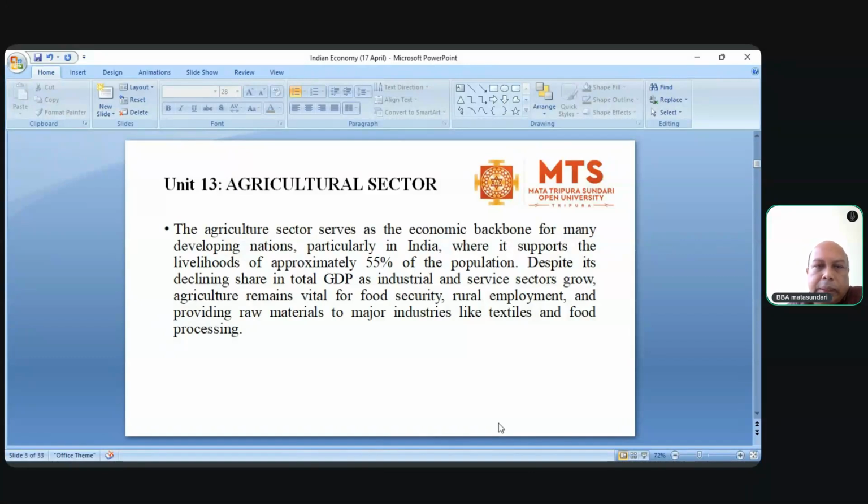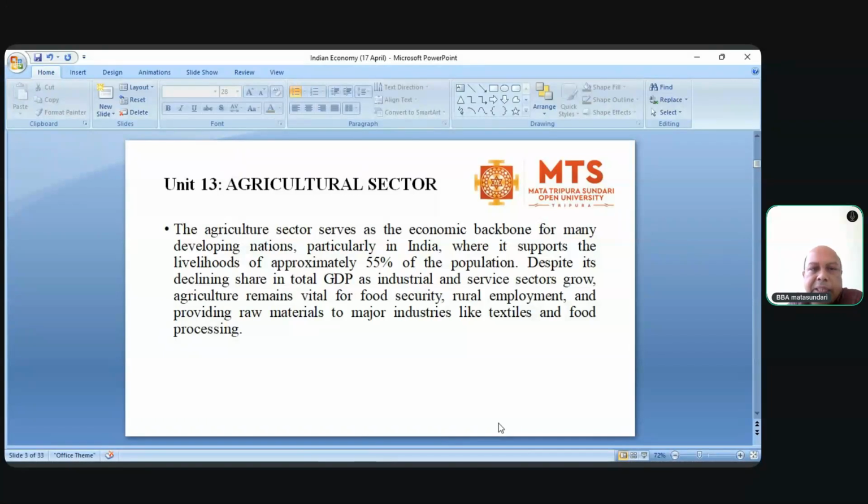So in this unit I will discuss what is meant by agriculture sector in India, its importance, and the changing scenario of this sector in India after independence, and also what are the various challenges faced by the agricultural sector in India, and what are the various policies the government introduced for development of this sector. So all those things I discuss in this unit. So unit 30, agricultural sector.